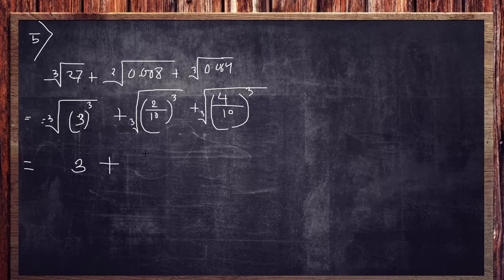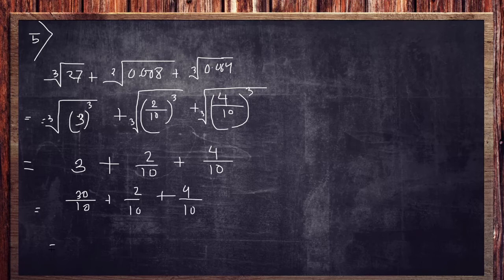So it will come as 3, it will come as 2 by 10, we can write it as 1 by 5 if you want, and this will come as 4 by 10. So instead of doing that, I will write this also as 30 by 10 for making the LCM better. So by taking the LCM as 10, you are getting 36. So finally you got the answer as 3.6. That should be your answer. Very nicely it is done.